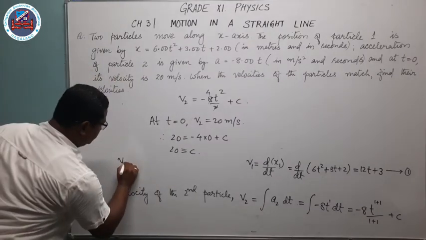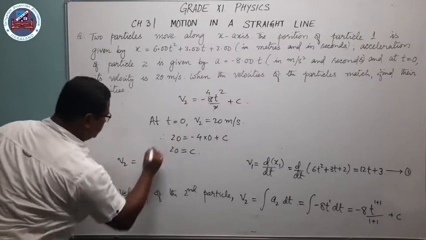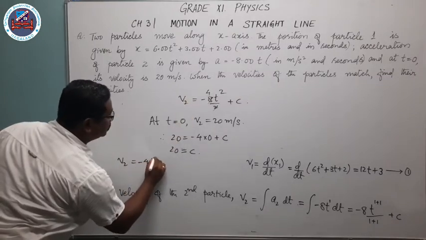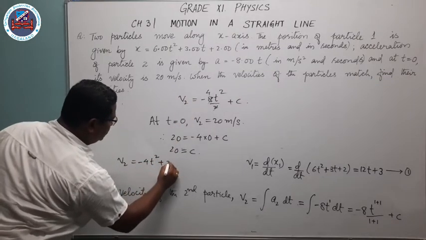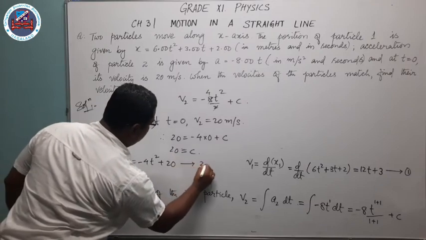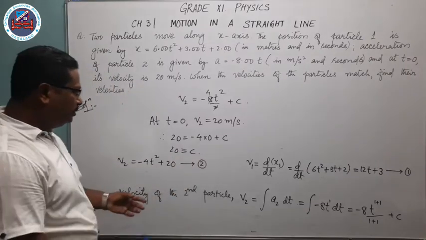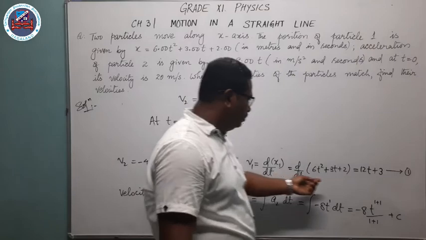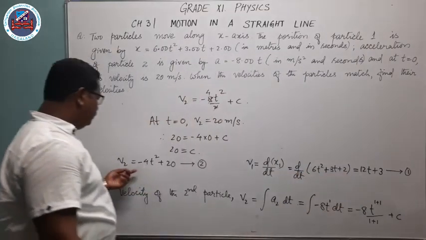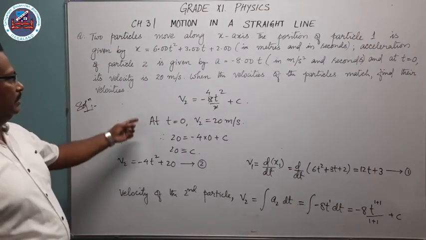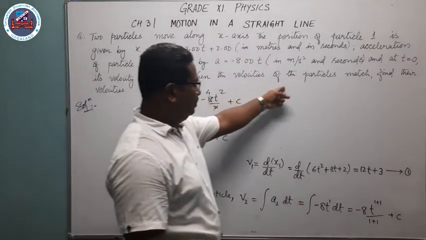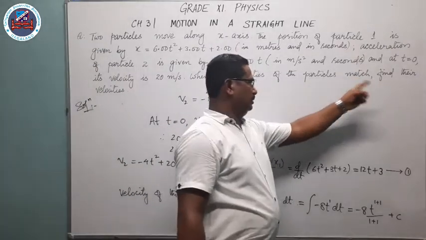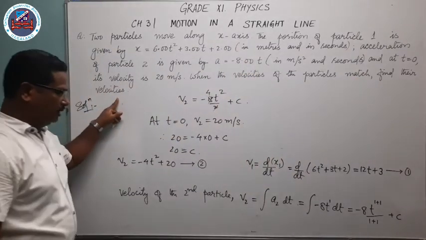So v2 is equal to minus 4t squared plus c, it is 20. This will be equation number 2. Now according to the problem, when the velocities of the particles match, then find their velocities.